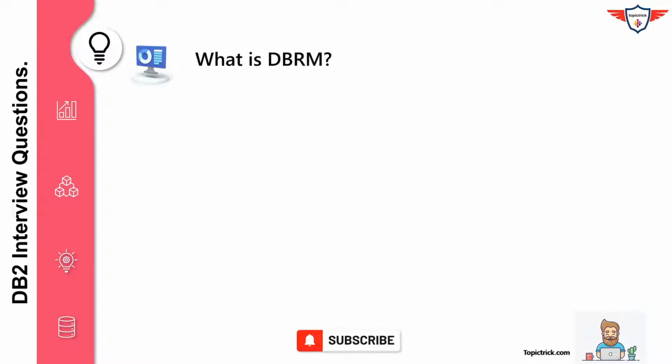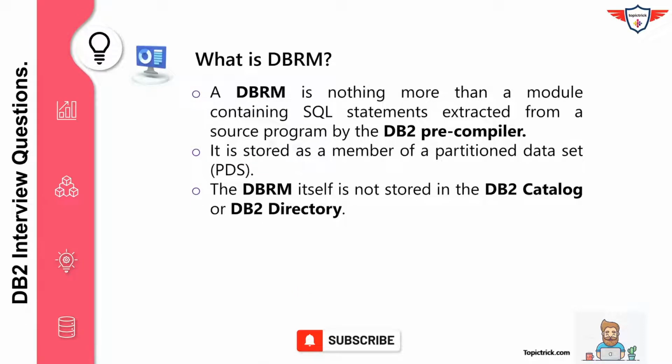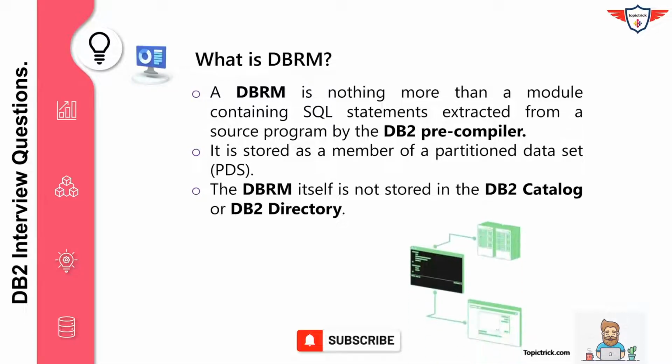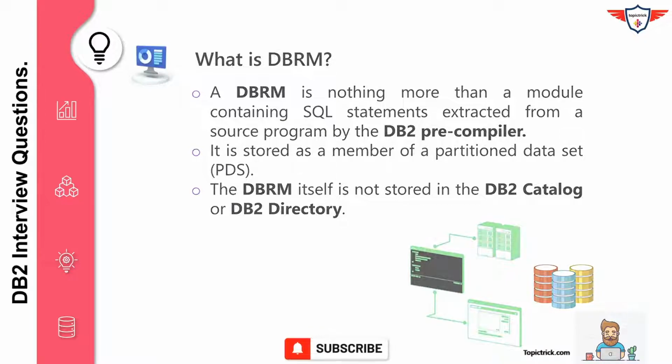What is a DBRM? DBRM stands for Database Request Module. A DBRM is nothing more than a module containing SQL statements extracted from a source program by the DB2 precompiler. It is stored as a member of a partitioned dataset (PDS). The DBRM itself is not stored in the DB2 catalog or DB2 directory.